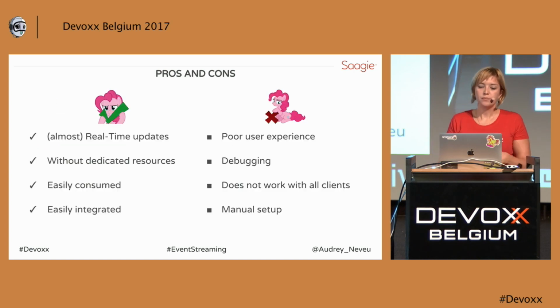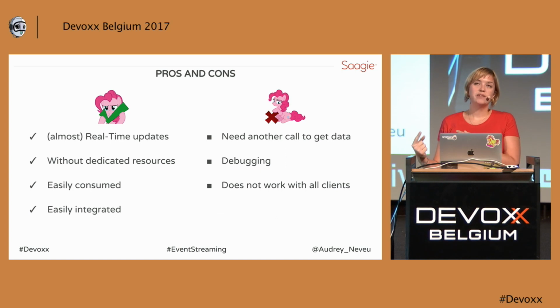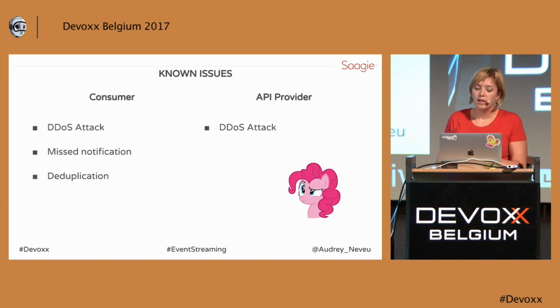So now looking at the pros and cons of webhooks we've seen previously. Well, we fixed the poor user experience because now it's programmatic, so we fixed all the manual setup. The thing is, we have to make another call to get the data. So it's very different. Looking at known issues, the real nice thing is that we fixed the DDoS attack.